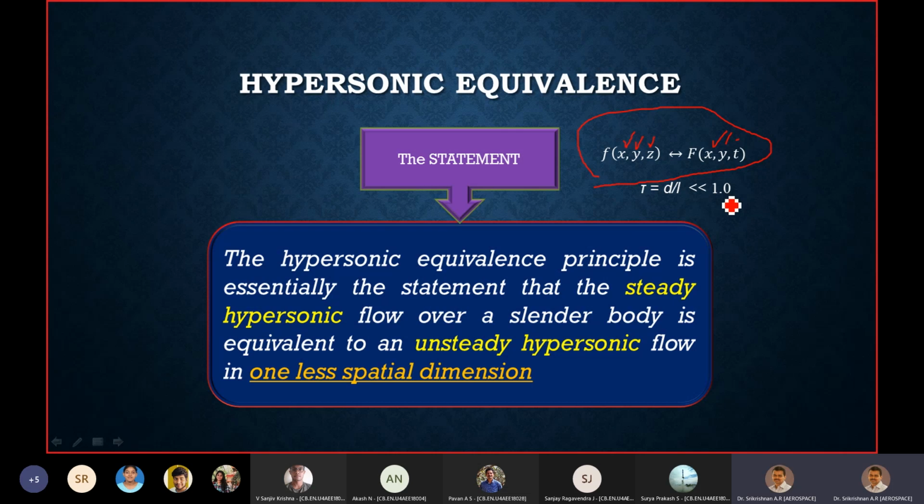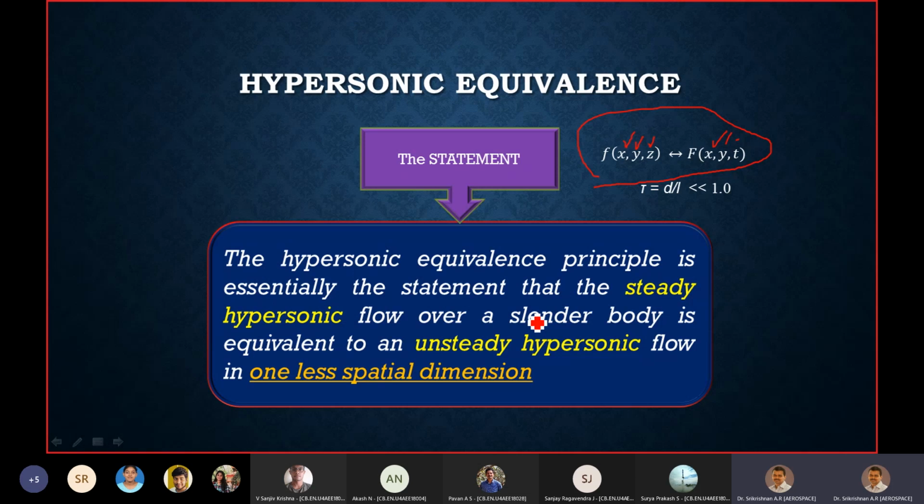In fact, x, y, t or y, z, t. So on one side, you have a 3D steady flow. On the other side, you have a 2D unsteady flow. And we are saying that they can be similar, or they can be equivalent. That is, one can be equivalent to the other.